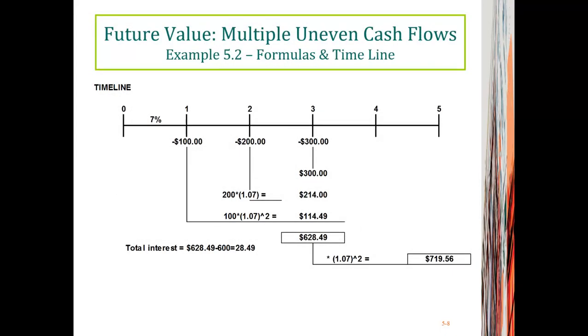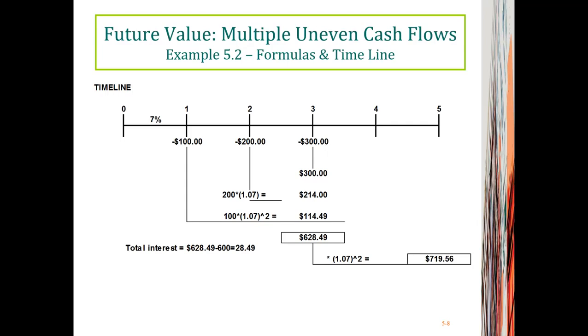Now here's a timeline that you need to draw before you do any calculation. And this is a 5-year time period. At year 0, there's 0 cash flow. And for years 1, 2, and 3, there will be 3 cash flows, which are 100, 200, and 300.